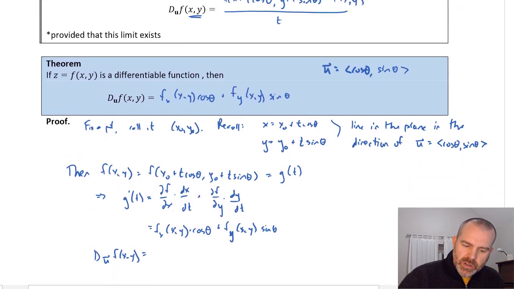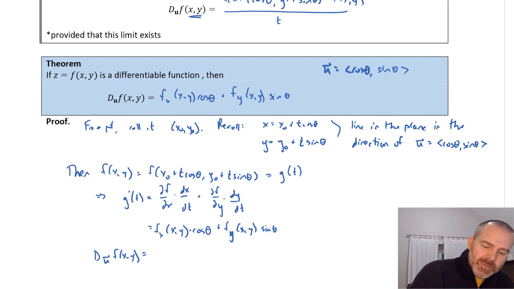I was missing something in my definition. This is kind of important. It's the limit as t goes to 0 of that. Let's do that in red. It's kind of important.